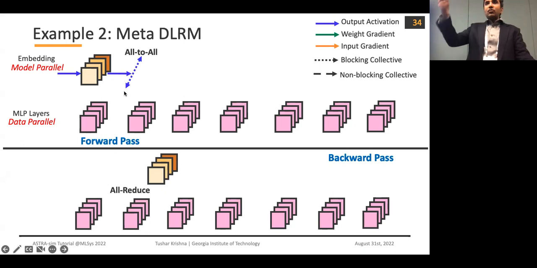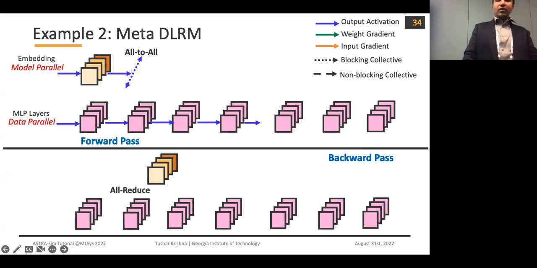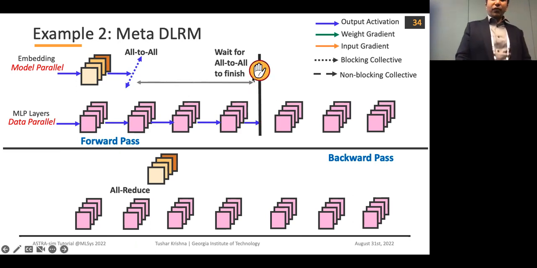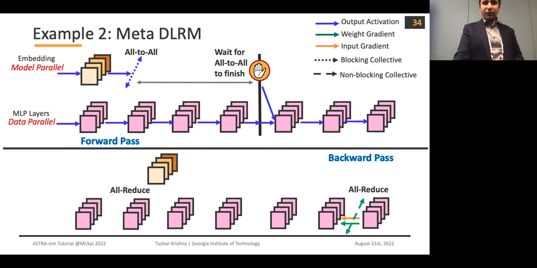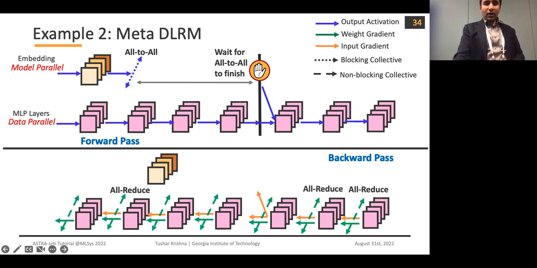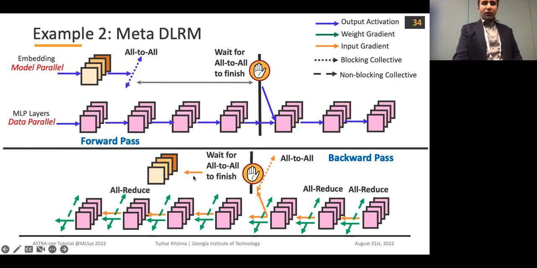And then you have to actually issue what's known as an all-to-all communication to synchronize here. The bottom half of the DLRM MLP layers will also be computing output activations. You have to wait for the all-to-all to finish from the model parallel layer before you can compute the rest of the output activations. And then during the backward pass, you are computing weight and input gradients as before. The weight gradients are being sent via an all-reduce. And again, once you come through half of the MLP layers, you have to issue an all-to-all for the embeddings and wait for all of this to finish, right?